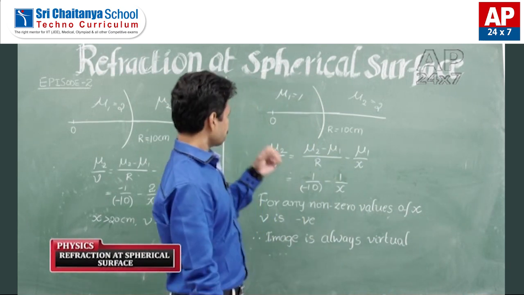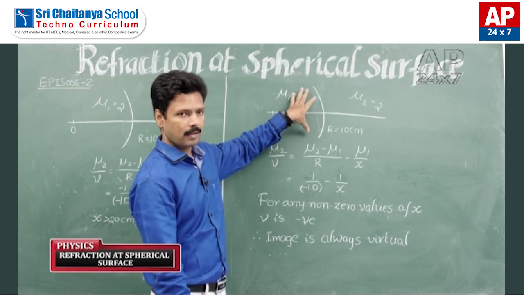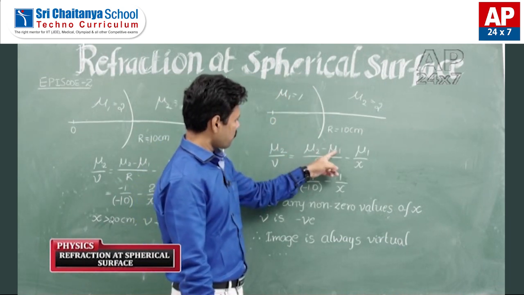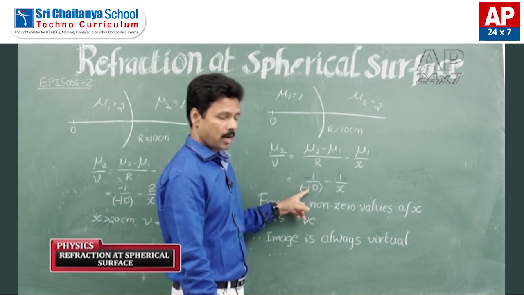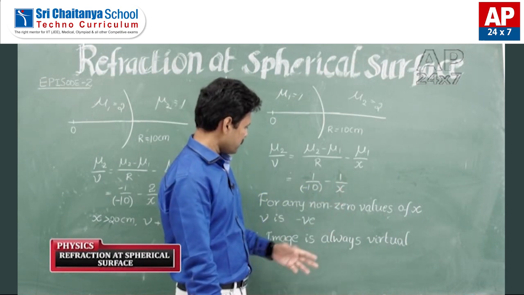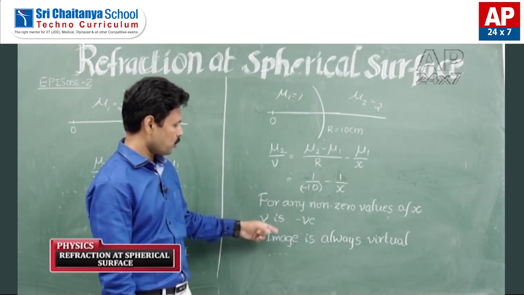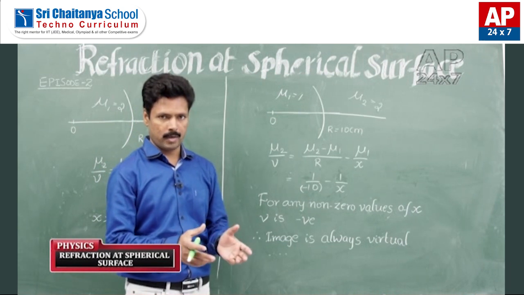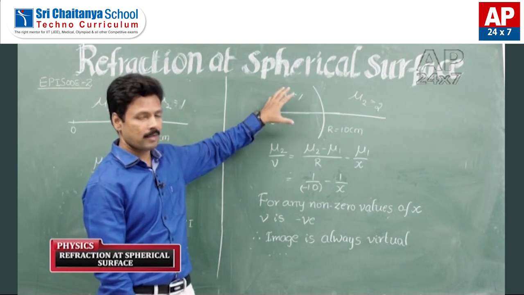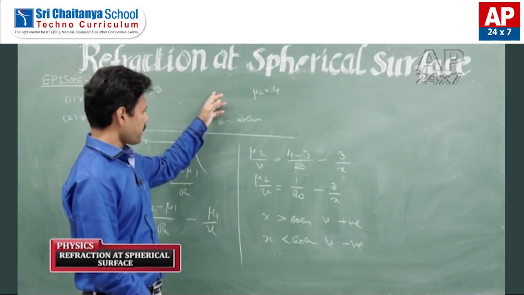And see the next one. Here also we are taking on concave side object, but it is in rarer medium. Now see what we get, mu2 minus mu1, it is 1, r value according to sign convention it is minus 10, minus 1 by x. That means in this, for any non-zero value of x, v will be negative. That means image is always virtual. So conclusion is, when object is on concave side and it is in a rarer medium, image is always virtual, when you're having the refraction at spherical surface.